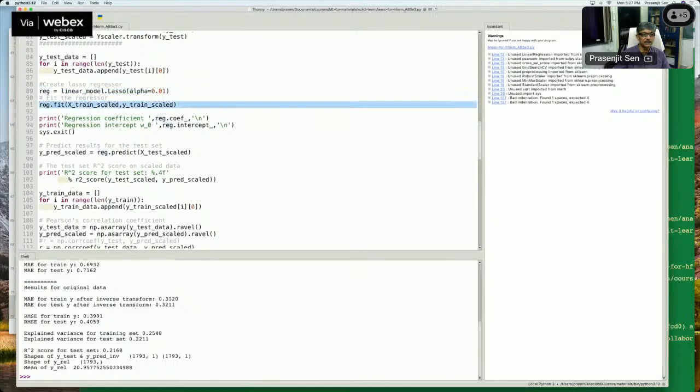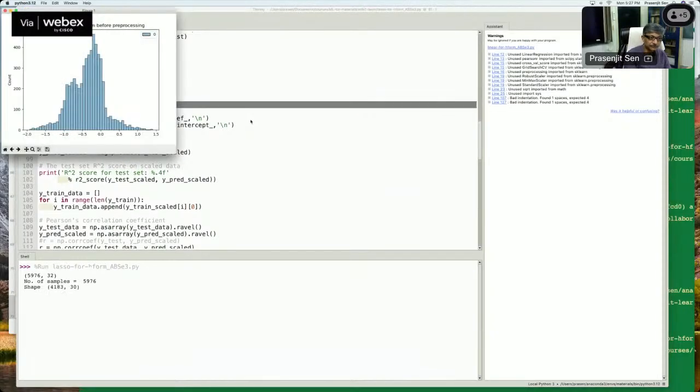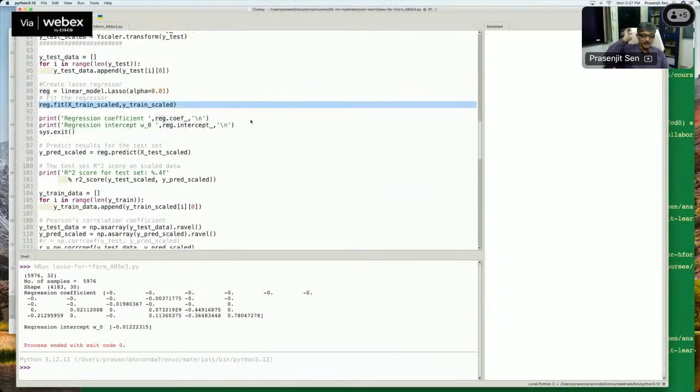So it is now fitting a regression model with a lasso model with alpha equal to 0.01. So we can just go ahead and run it. It's the same data set. So we stop. I'll show you maybe the actual results next time.